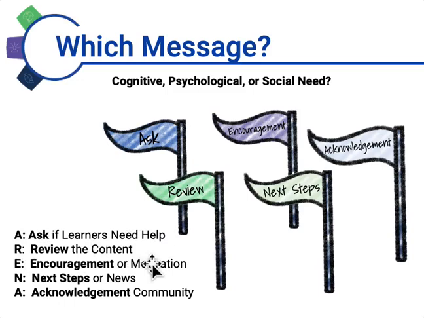E is encouragement or motivation, which is like, hey, I know you're really tired and busy this week, but we can do this. And then N is next steps, where we send a message that says, here's the 3 things that you need to do next. And then A is an acknowledgement or a community message that says, hey, we're doing really well, thanks for engaging, so on and so forth. So these messages allow me to meet their cognitive, psychological, and social needs. So, for example, review the content is a cognitive message, but asking if a learner needs help, that's really a psychological message. This acronym helps me make that decision.